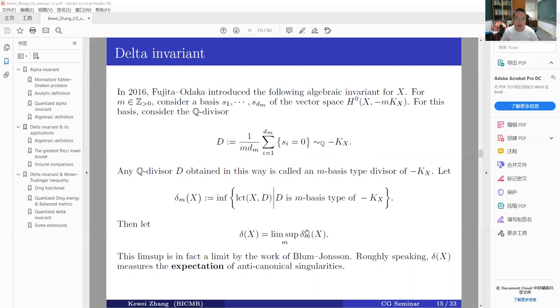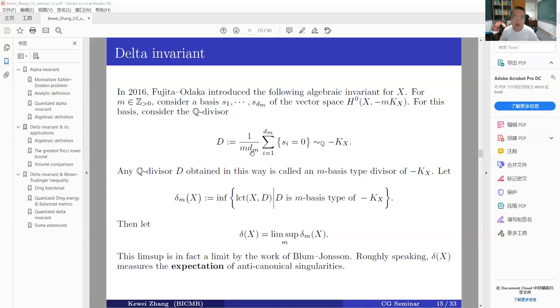Then you cook up the limit using this sequence of invariants as m goes to infinity. By the work of Blum and Jonsson, this limit sup is in fact a genuine limit. And roughly speaking, this delta invariant is the expectation of anti-canonical singularity.